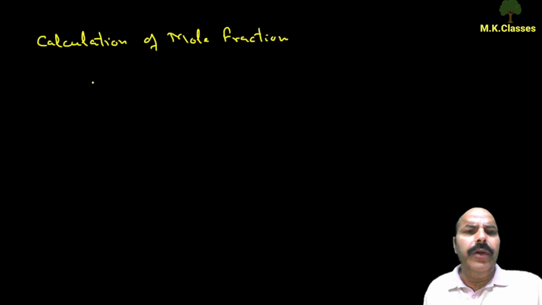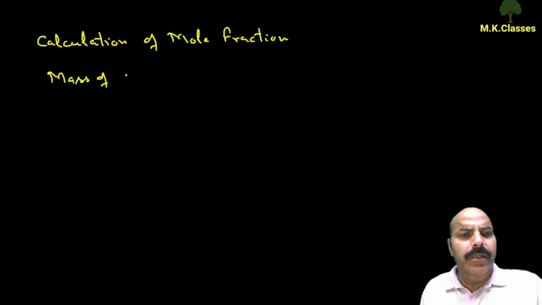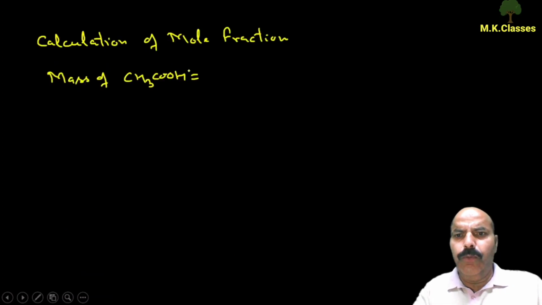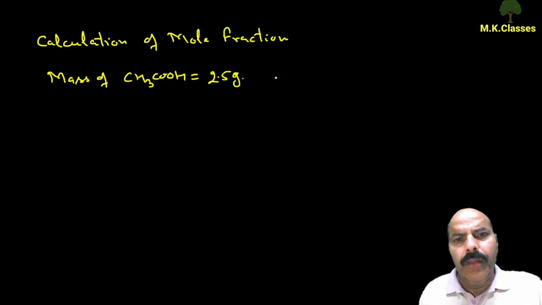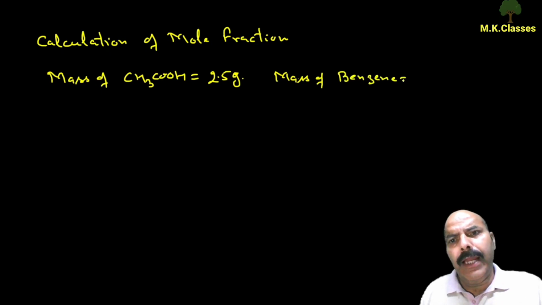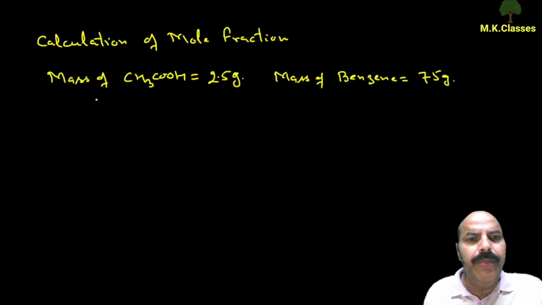So बच्चों, here we know the mass of this ethanoic acid, CH3COOH, that is 2.5 gram. Then mass of benzene is equal to 75 gram. This is given to us. Now we have to calculate the number of moles of ethanoic acid and benzene बच्चों.